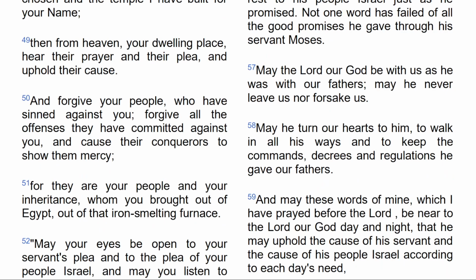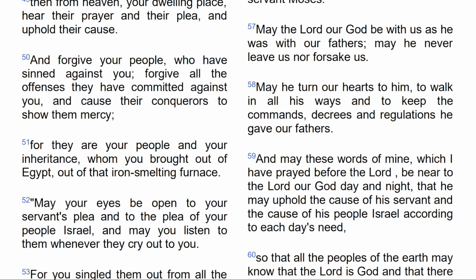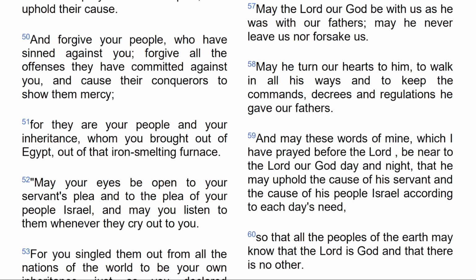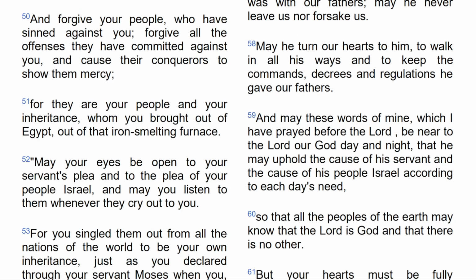May the Lord our God be with us, as he was with our fathers. May he never leave us nor forsake us. May he turn our hearts to him, to walk in all his ways, and to keep the commands, decrees, and regulations he gave our fathers.